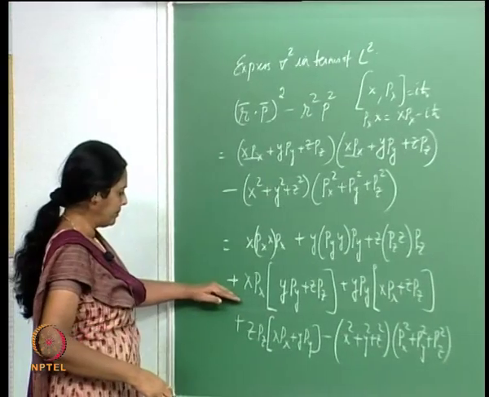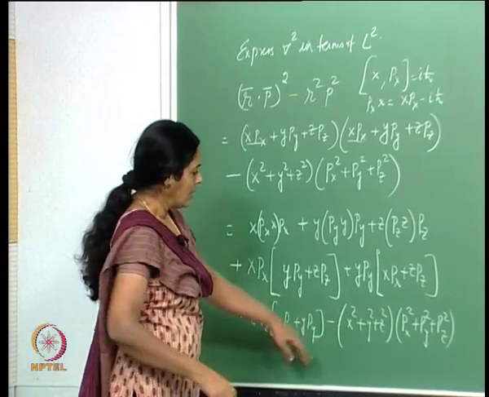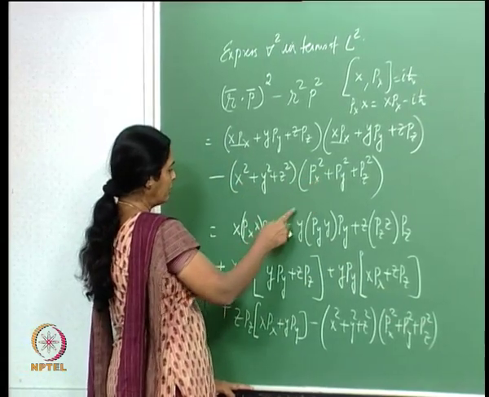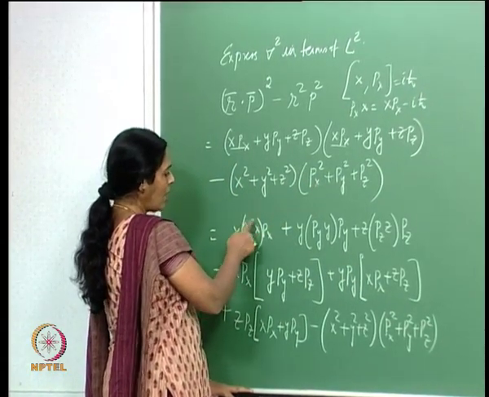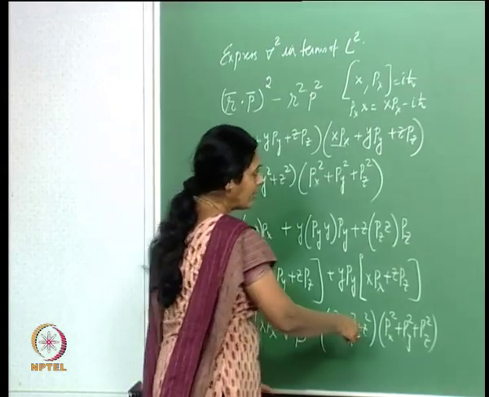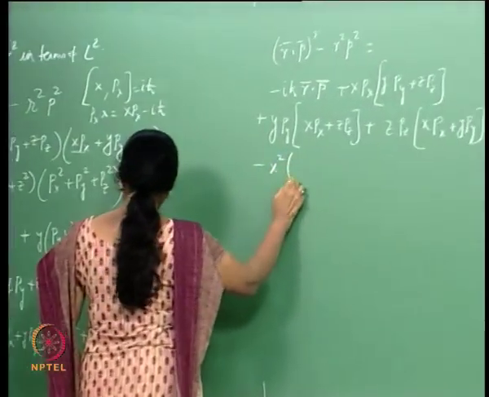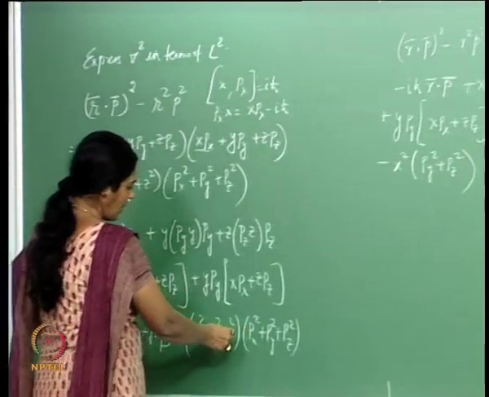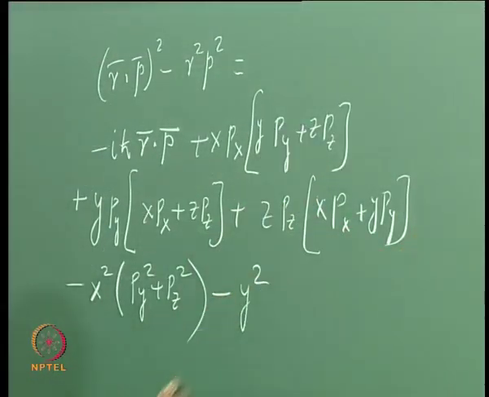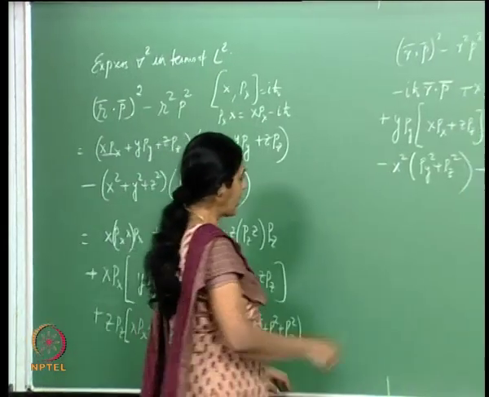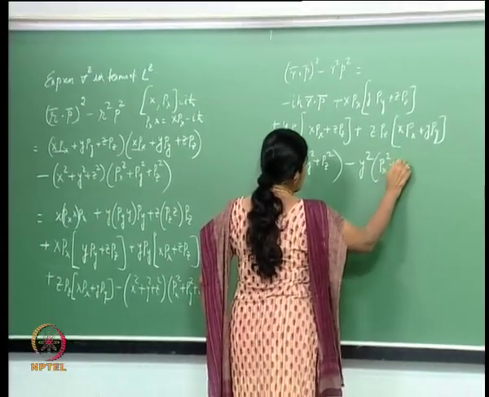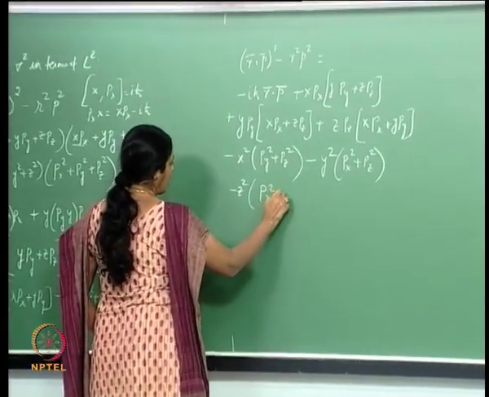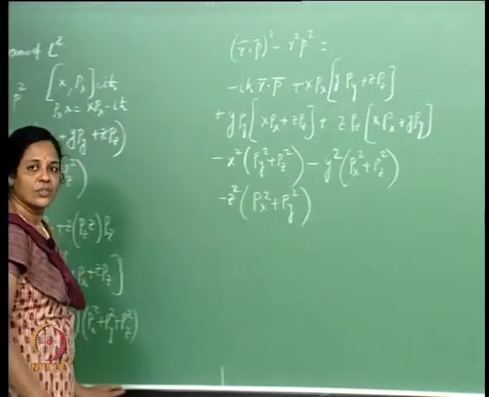Up to this point, as I have already told you, x squared p_x squared cancels out from here after putting in the commutation relation, and therefore, I am left with minus x squared times (p_y squared plus p_z squared), that is the first term. Similarly, there is an overall negative sign, so minus y squared times (p_x squared plus p_z squared) minus z squared times (p_x squared plus p_y squared). So, I am left with this.